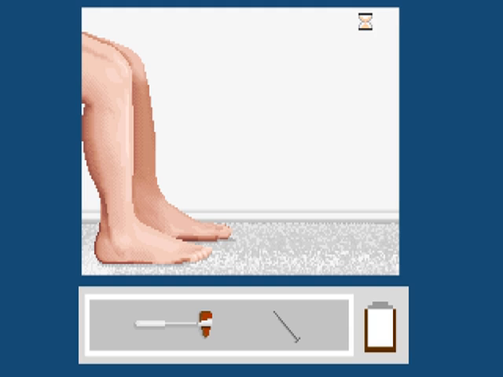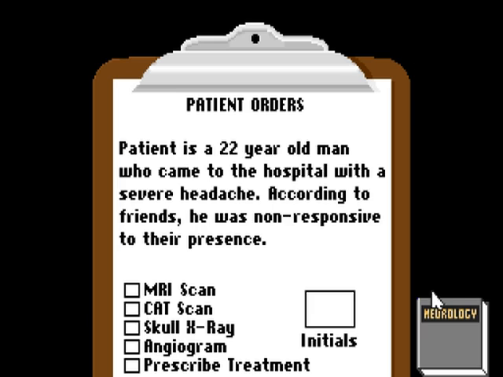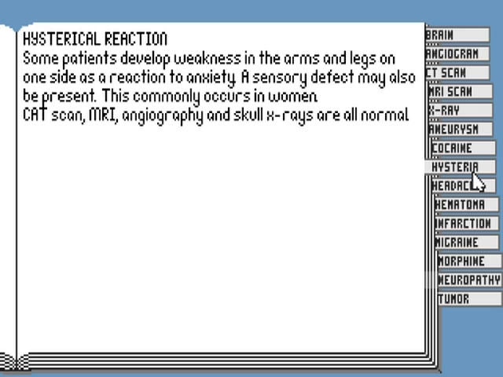So let's see. What else can we do? Probably not much. I guess we can diagnose. So everything looked normal. Maybe this one is peripheral neuropathy. See, because the other one was hysteria.